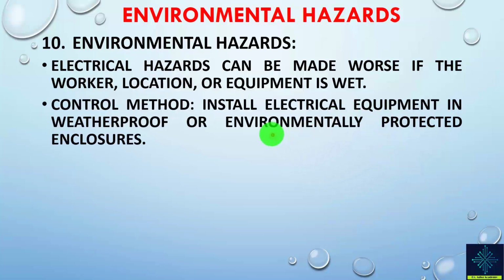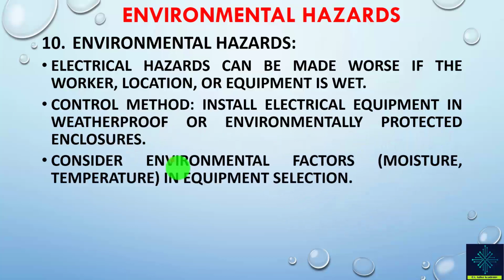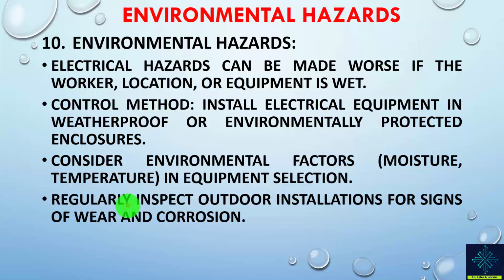So we have to control such a hazard by installing electrical equipment in waterproof or environmentally protected enclosures. We also have to consider environmental factors like moisture, temperature, and equipment selection. We have to choose the equipment rating for temperature, for example, and how to protect these equipment from moisture. We have to regularly inspect outdoor installations for signs of wear and corrosion.